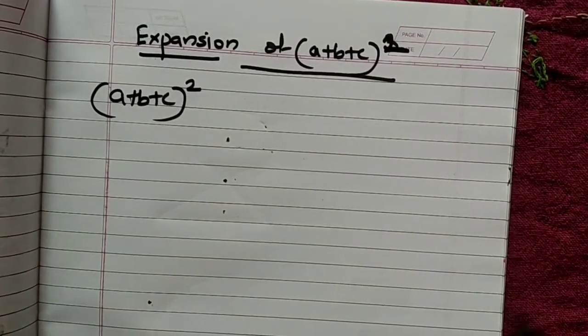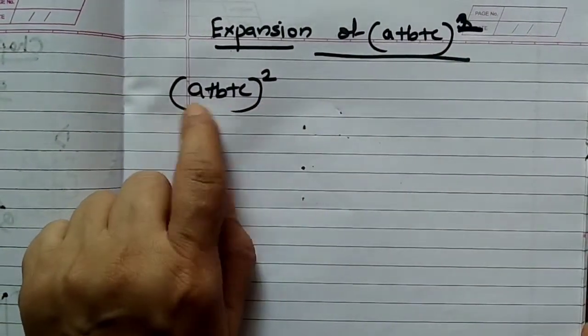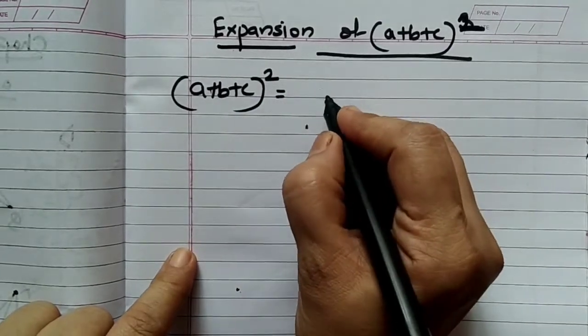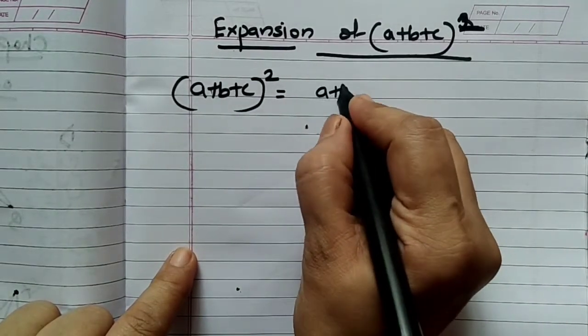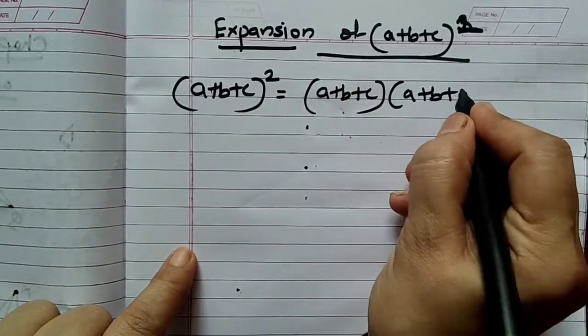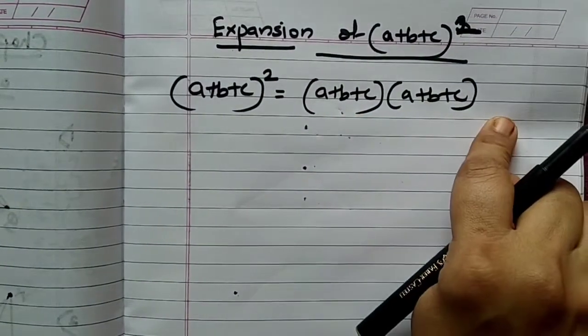Now any time when we have a whole square, this means that we have to multiply this twice, 2 times. So the meaning of this a plus b plus c whole square is a plus b plus c multiplied by a plus b plus c. So this all three we have to multiply to this all three.